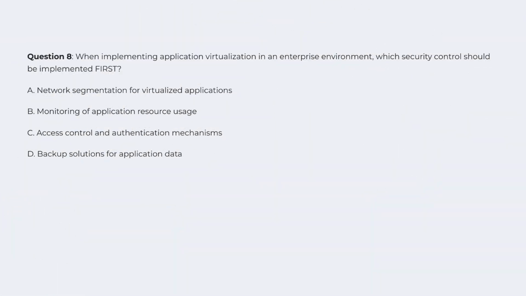Question number 8. When implementing application virtualization in an enterprise environment, which security control should be implemented first? A. Network segmentation for virtualized applications. B. Monitoring of application resource usage. C. Access control and authentication mechanisms. D. Backup solutions for application data.